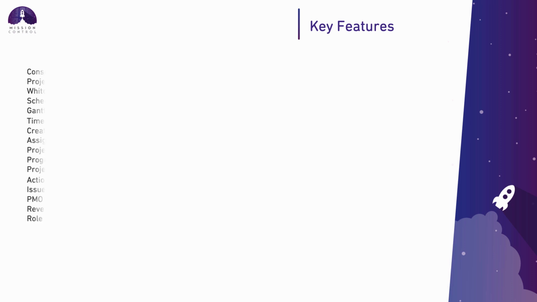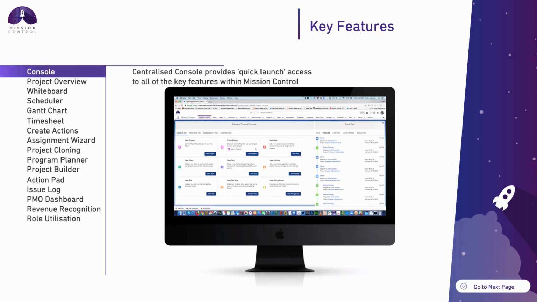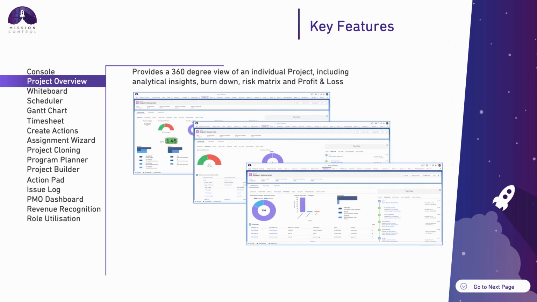So some of the key features that we're going to be taking a look at during this detailed demo, we have what we call our console. So the console gives you quick launch access to all of the key parts of mission control. So it really serves as a gateway through to the rest of the system. The project overview is a page that gives you 360-degree visibility of one particular project.